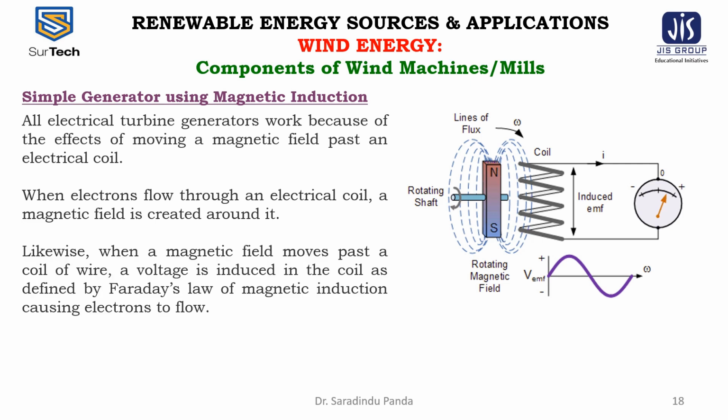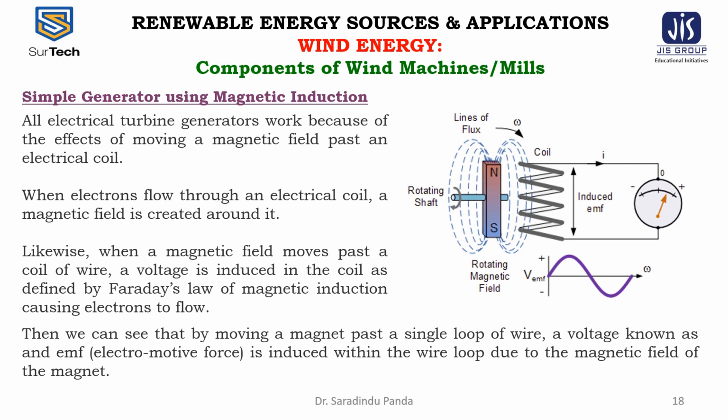When a magnetic field moves past a coil of wire, a voltage is induced in the coil, as defined by Faraday's law of magnetic induction, causing the electrons to flow.